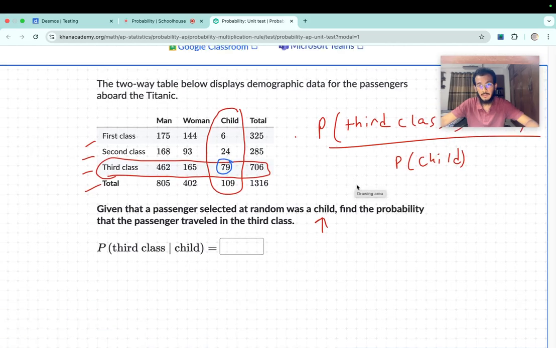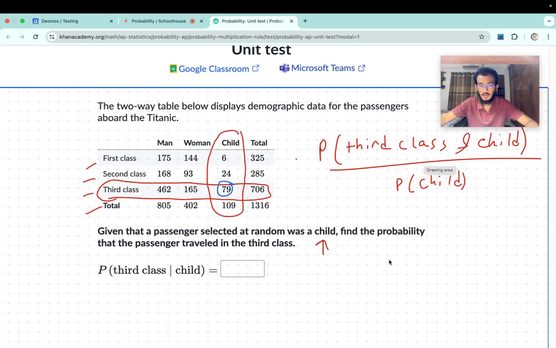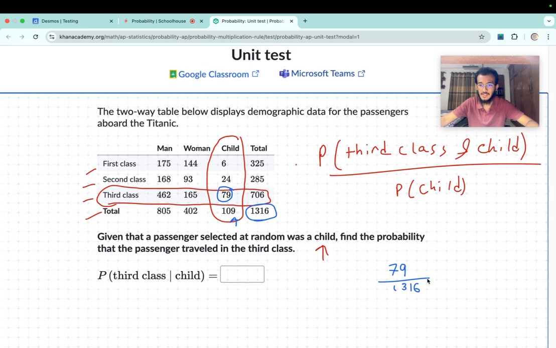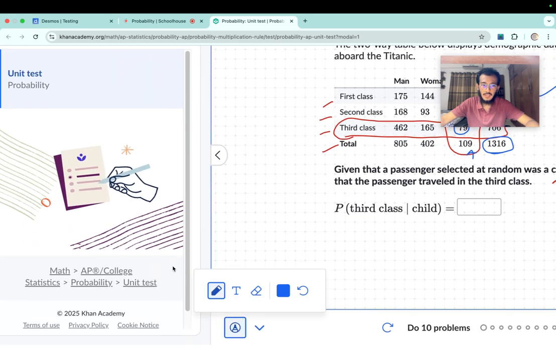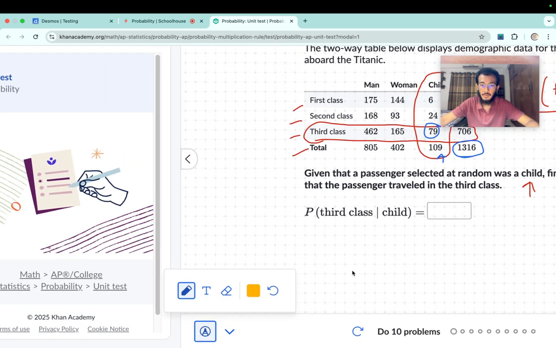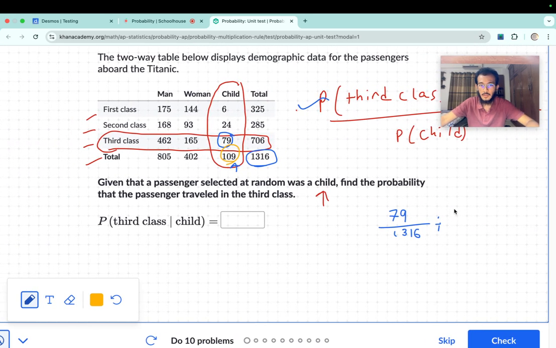So the probability that the passenger is third class and also a child is 79 upon the total number of passengers, not this total, the entire total, which is 1316. This is the probability for third class and child. Now we want to divide that by the probability of child, which is the total number of children, which is 109. So 109 divided by the total passengers, 1316.